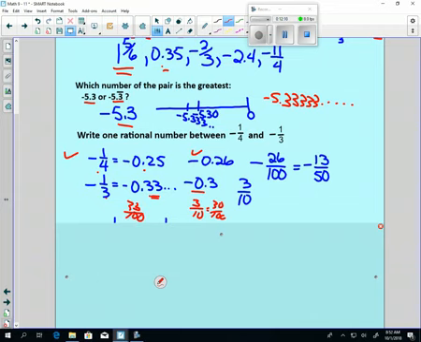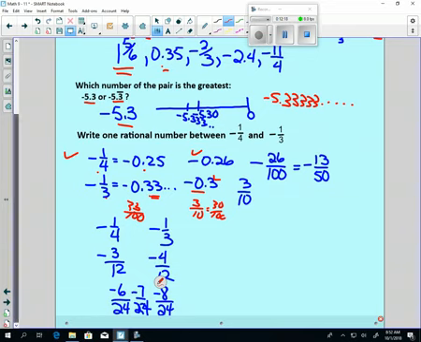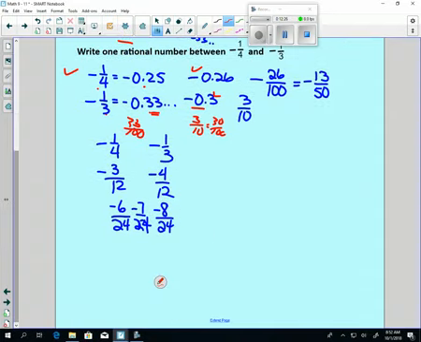So 0.3 could be in between, and so could 0.26. The other way is to change those fractions to a common denominator. So minus 1/4 and minus 1/3. What's going to be common? Look for the lowest common multiple. It's going to be 12.